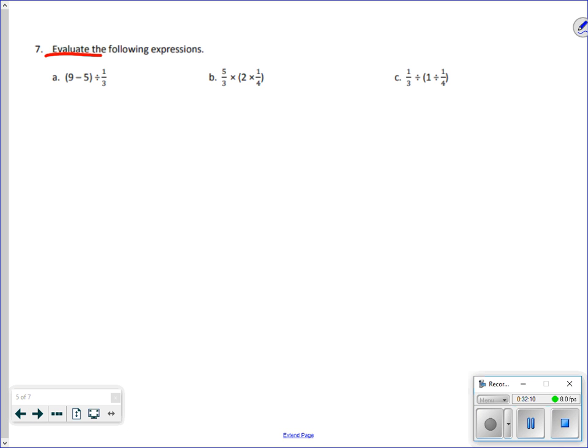What did you get? 12. And it is 12. 9 minus 5 is 4. 4 divided by 1/3. Keep, switch, flip, 12. You should know how to divide fractions by now. I'm not there yet. Have you even heard the letter B come out of my mouth? No.